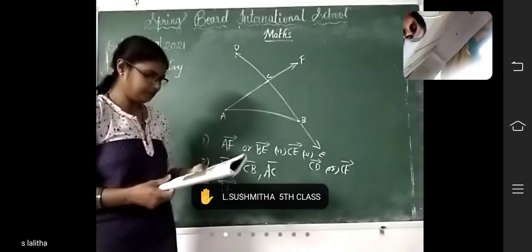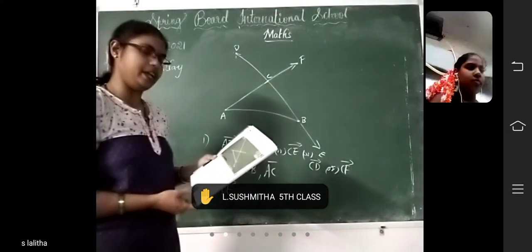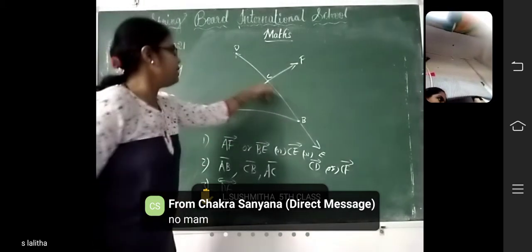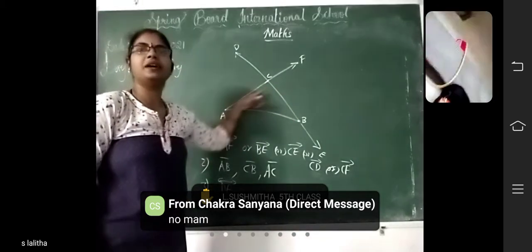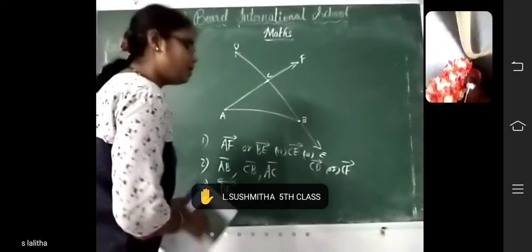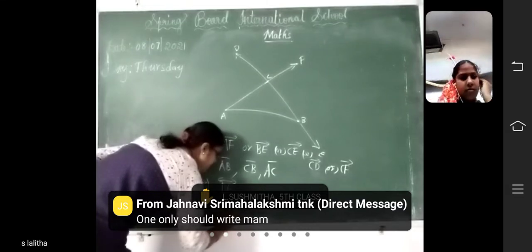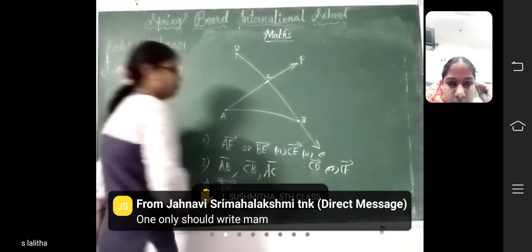Next question. What is the shape formed in figure 6? What is the shape formed here? Which shape is it? It is a triangle. What is the shape? Triangle.